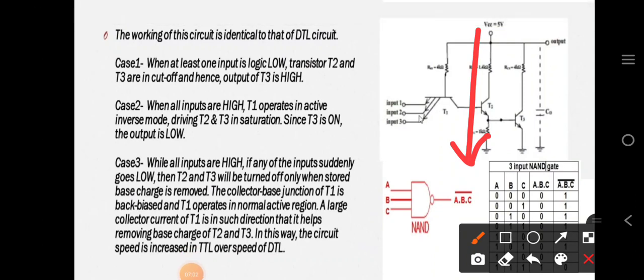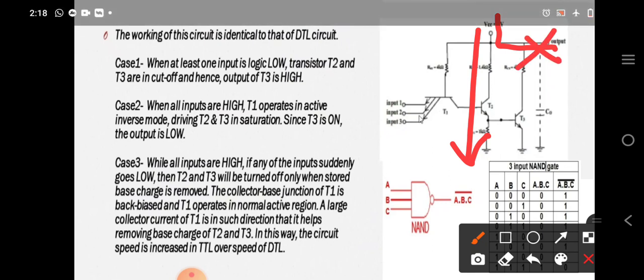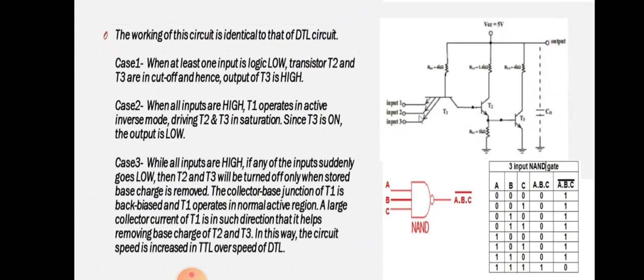So if all the inputs are 1, then the current will go to the ground. And if the current flows towards the ground, then obviously the current will not flow towards the output, and thus the output will be 0. So this condition, you have to remember. Here you can see the last case of the truth table. All the inputs A, B, C are 1. Then the final output, that is the NAND of A, B, C, is 0. It means if all the 3 inputs are 1, then the output is 0.